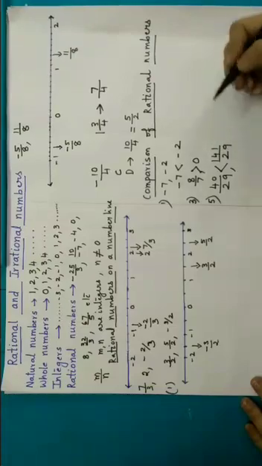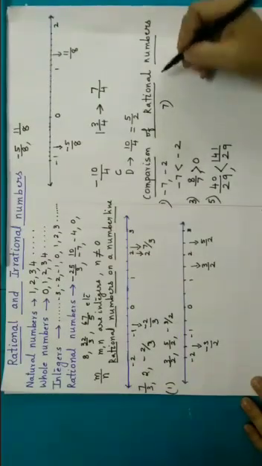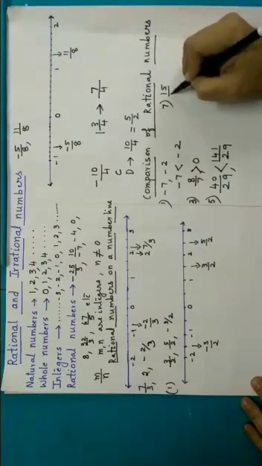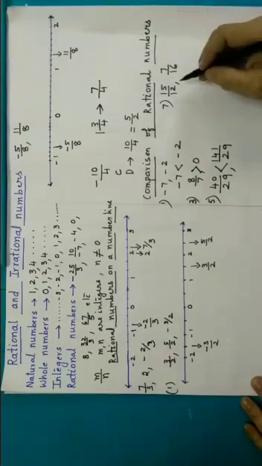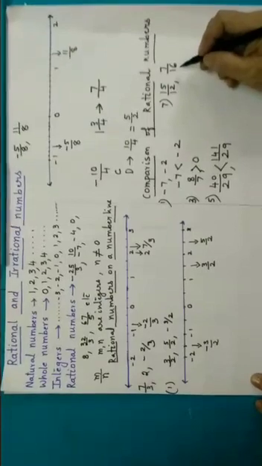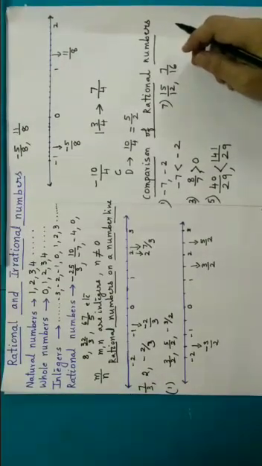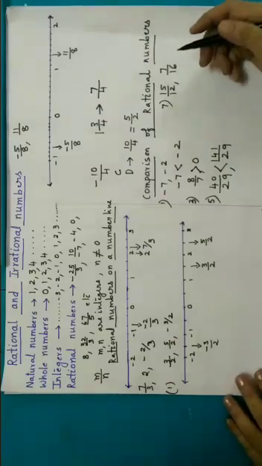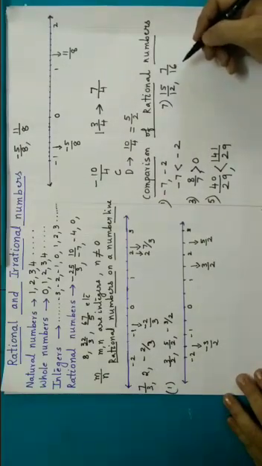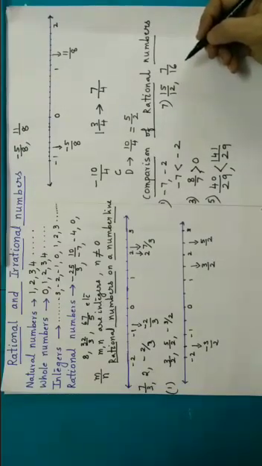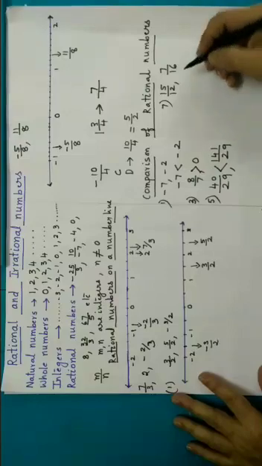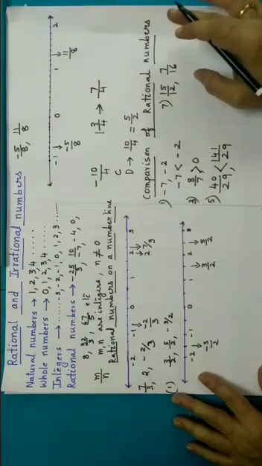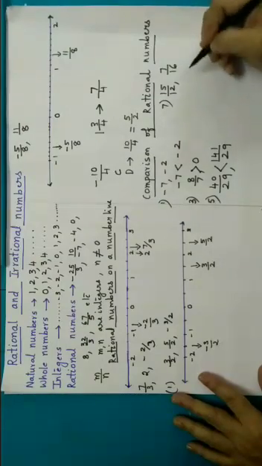Now I move to sum number 7. 15 upon 12, 7 upon 16. But here the denominators are different. When the denominators are different, how can you compare them? So, in this case, we are going to learn some rules. What are the rules? That is called the rules for comparing two rational numbers. We have to learn some rules to compare two rational numbers. Let me explain that first.